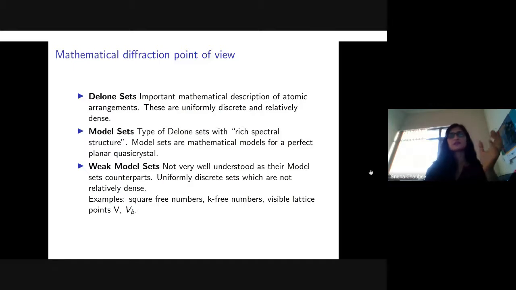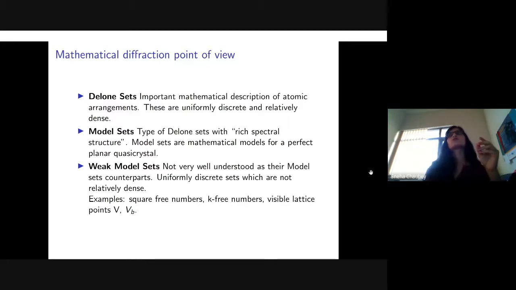They are very well studied, and people know a lot about model sets because they are used to model quasicrystals. So model sets are a type of Delone sets. But if you relax the criterion of relatively dense, then what you come across is a weak model set. Now, weak model sets are not as well understood as their model set counterparts.